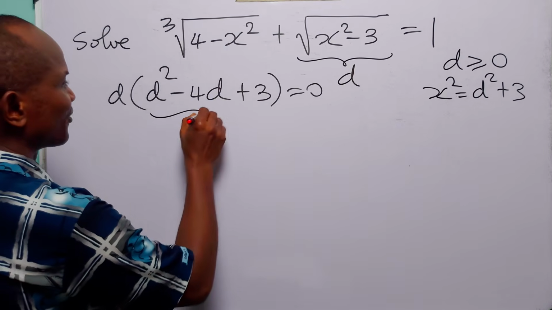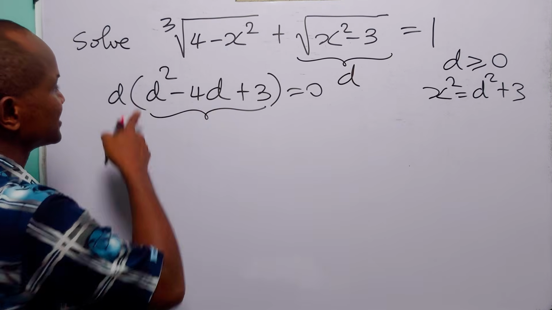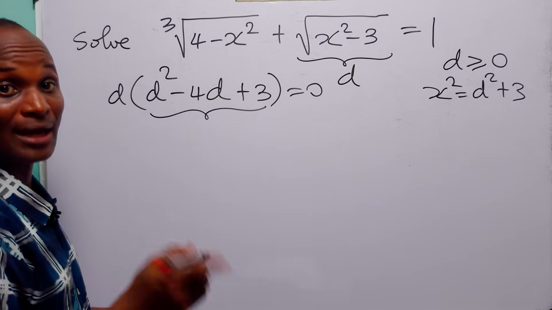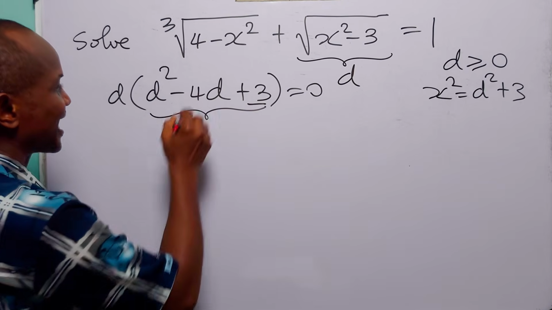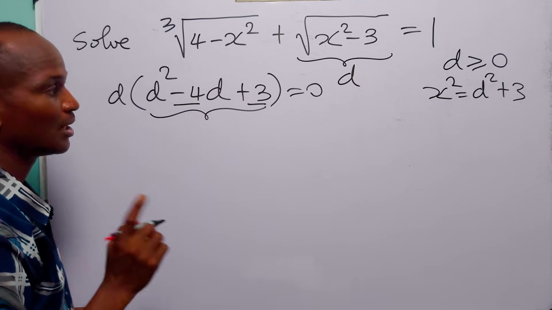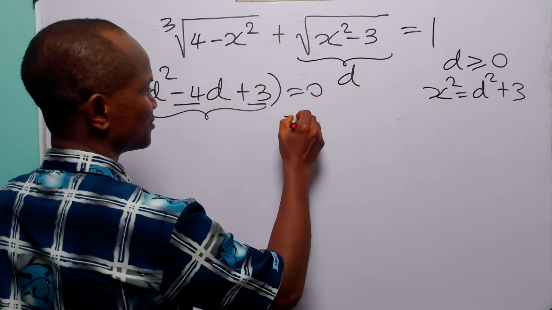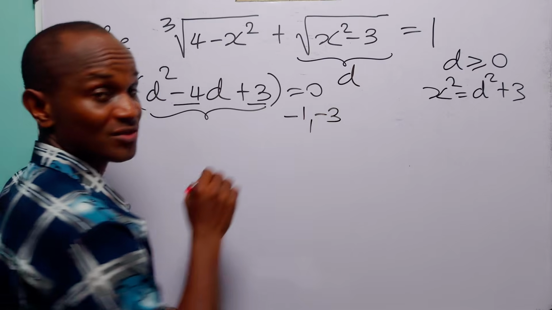Now, we can also factorize this quadratic expression. Since the coefficient of d squared is 1, all we need to do is to find the factors of 3 that add up to minus 4. And those are going to be minus 1 and minus 3.